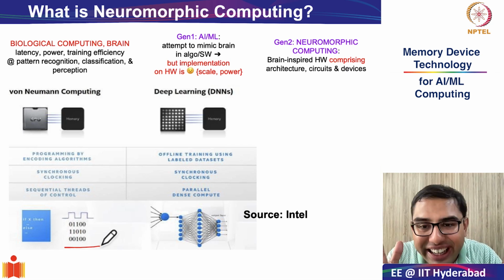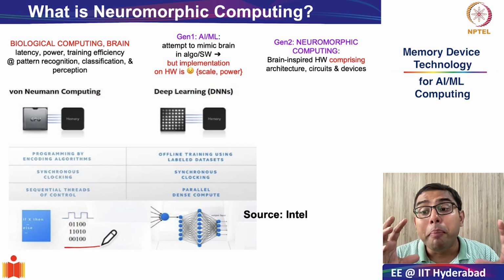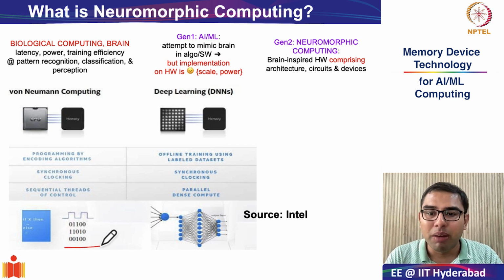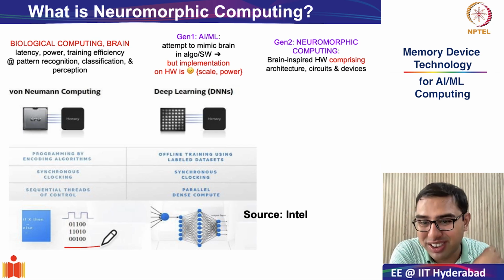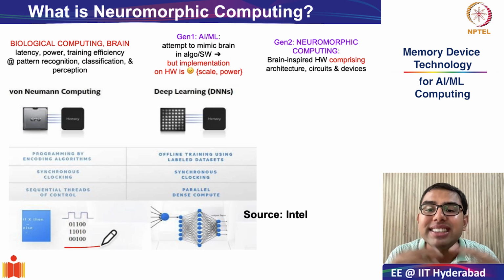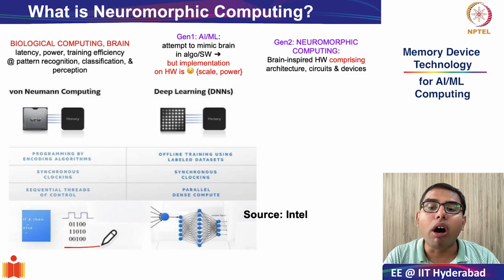Contrast this with deep learning. What is deep learning? They are still built on von Neumann systems, but they exhibit much higher parallelism compared to your traditional von Neumann CPUs. So GPUs allow massively parallel dense compute, processing thousands of multiply and accumulate operations at once.